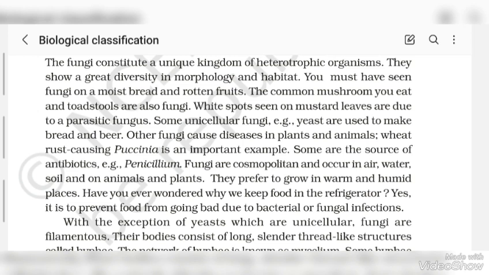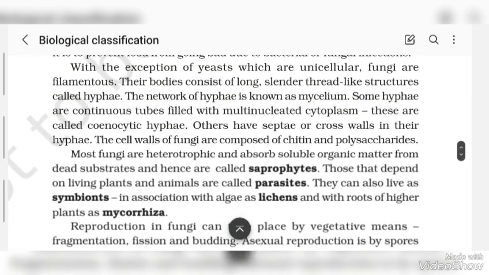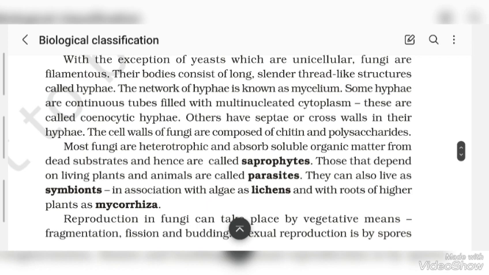With the exception of yeast, which are unicellular, fungi are filamentous. Their bodies consist of long, slender thread-like structures called hyphae, or continuous tubes filled with multinucleated cytoplasm. These are called coenocytic hyphae. Others have septae or cross walls in their hyphae. The cell walls of fungi are composed of chitin and polysaccharides.